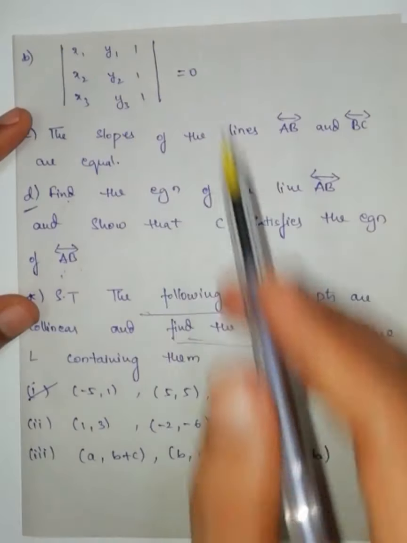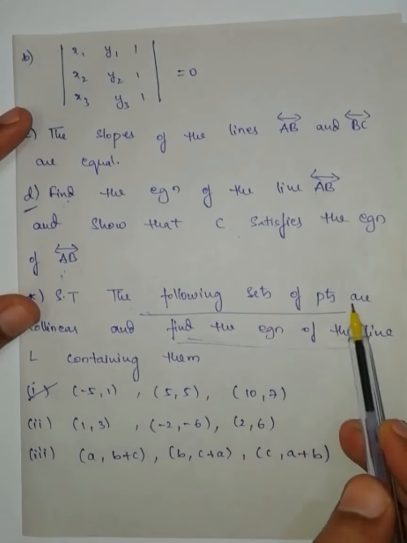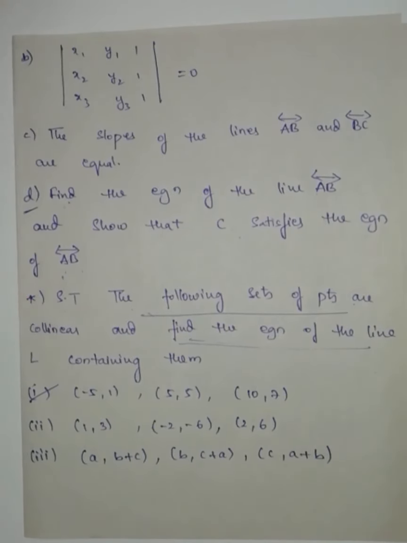If I use any other method, first I show that the 3 points A, B, C are collinear, and then again we have to find the equation of a straight line. Means the problem will get somewhat lengthy. If I use the D method, the problem will be somewhat shorter. So I am going to use this one.